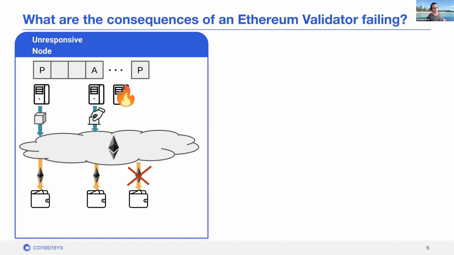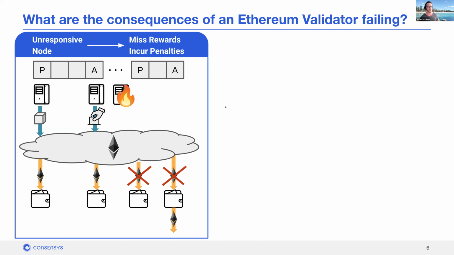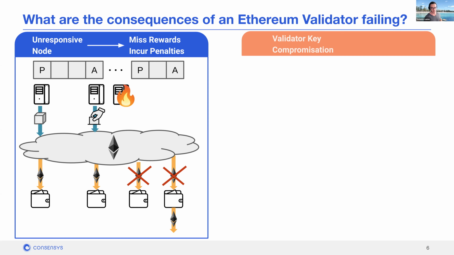Worse is when it's our turn to create attestations. We fail, we don't create attestations, which means that we miss the reward, but we also incur penalties because we didn't create an attestation. So the consequence of having a failure in the node is that we can miss the rewards and we can also incur penalties. Now let's look at what actually happens in the case that the validator key is compromised.